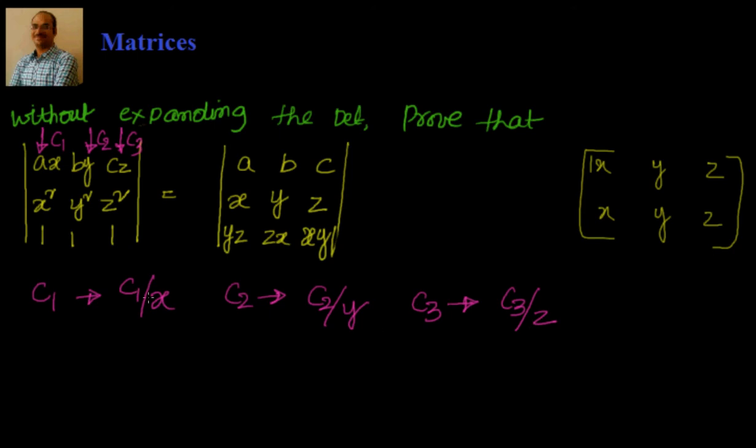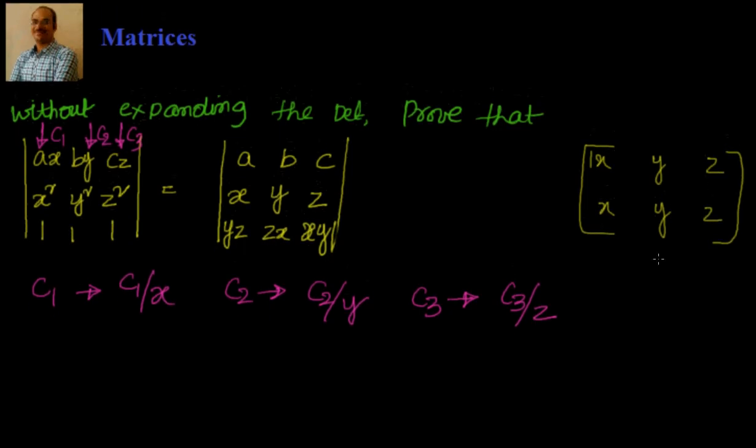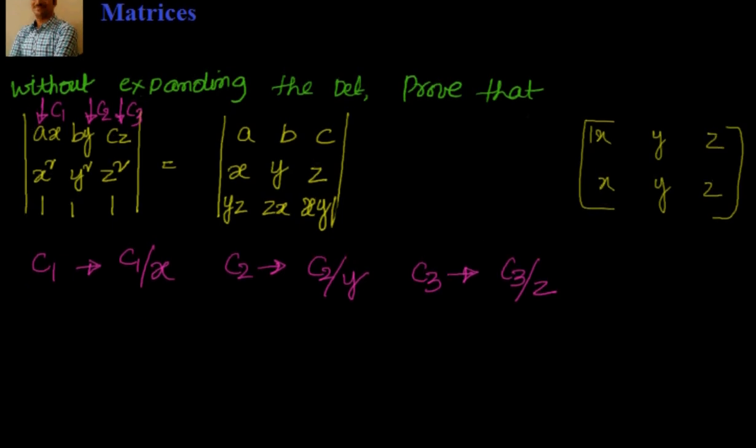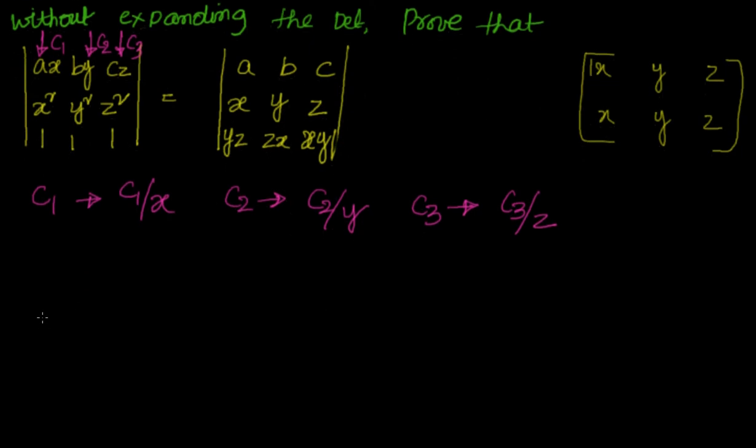See here, whenever we are saying divided by X, we also have to multiply so that the values are not changed. You know that if you are multiplying outside the determinant with a value, that's nothing but equal to multiplying it with one row or one column. That you should be very clear. Okay, let's go ahead and do this one.